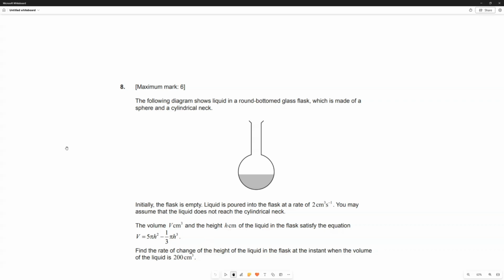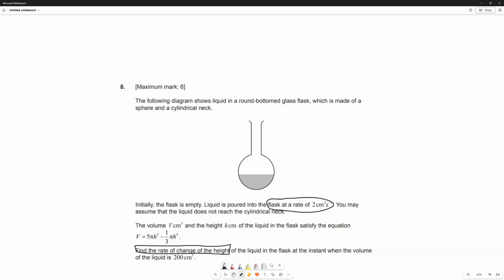The volume V at height h of the liquid in the flask must satisfy the equation V equals this equation. So we have to find the rate of change of height of the liquid in the flask at the instant when the volume of the liquid is 200 centimeter cube. Two things to point out is what information we are given. We are given that the rate of change of volume is 2 centimeter cube, as it says here. Liquid is poured into the flask at the rate of this. And we are asked to find the rate of change of height.